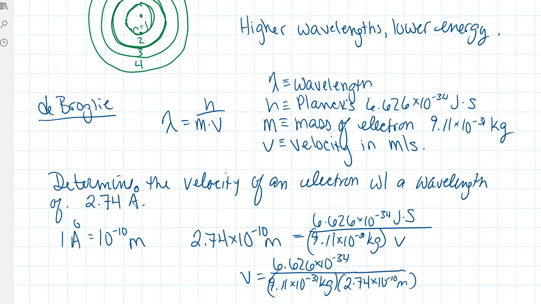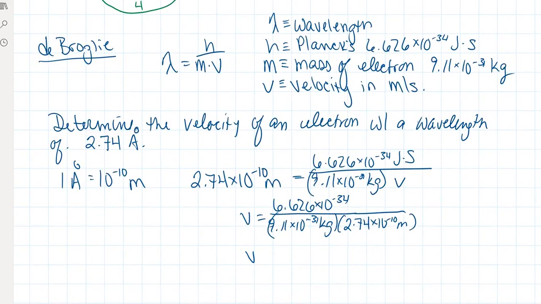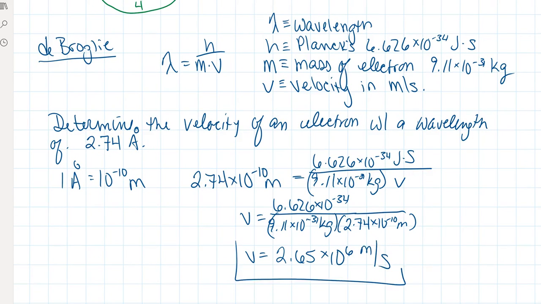So then let's take a look and see what this math would come out to be. All right, so when we plug all of these values in, we see that the velocity of this electron is actually incredibly fast. It's moving at 2.65 times 10 to the 6th meters per second. So de Broglie lets us figure out the velocity.